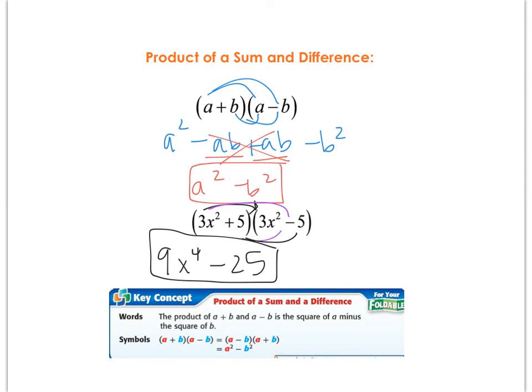And again, you could check your answer if you wanted to by actually going through and FOILing those two binomials or multiplying them together with whatever method. But if you know the shortcut and you know the pattern, go ahead and do those in your head.